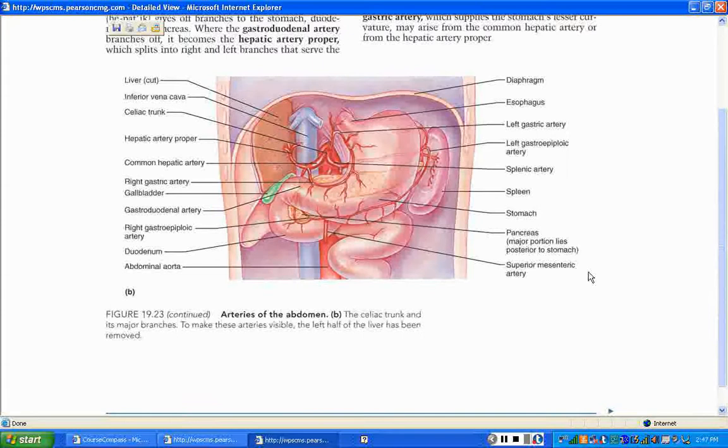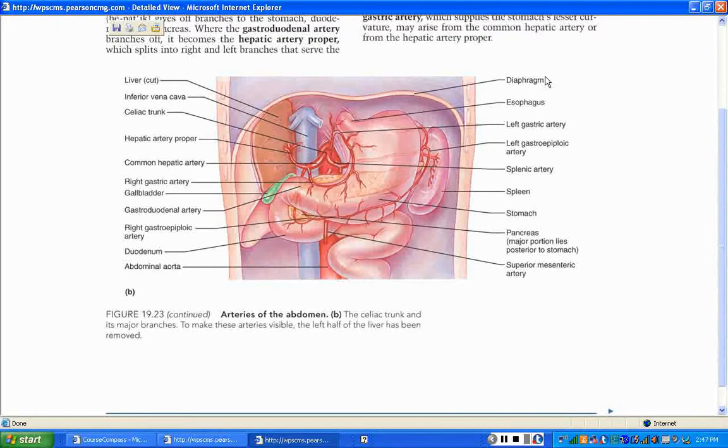Going up the other side, superior mesenteric, pancreas, stomach, spleen, splenic. You can skip the gastroepiploic again, even though I love that word. And we got the left gastric, esophagus, and diaphragm.